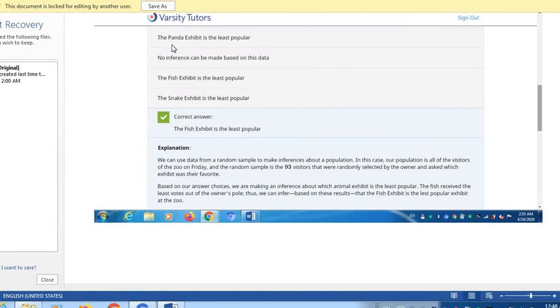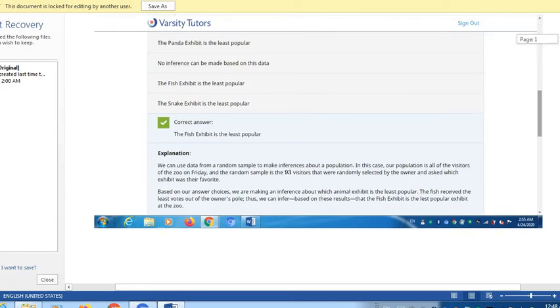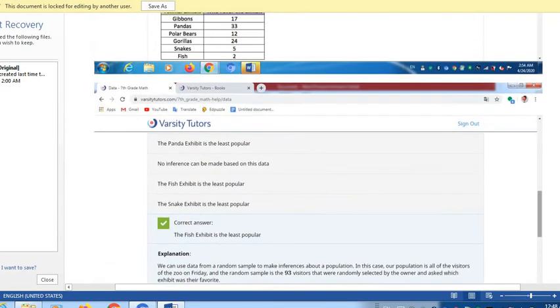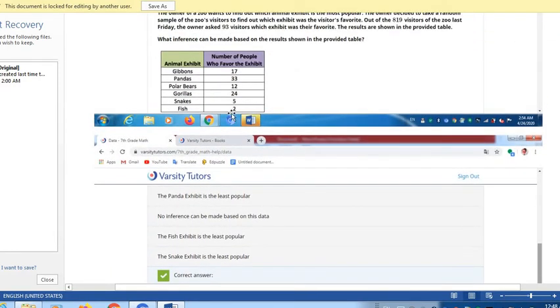I have here the panda exhibit is the least popular. No inference can be made based on this data. The fish exhibit is the least popular. So by going to the table again, you will find here that the fish is the least. Here the fish, we have 2 people. Okay, so the fish exhibit is the least popular. This is the correct answer.